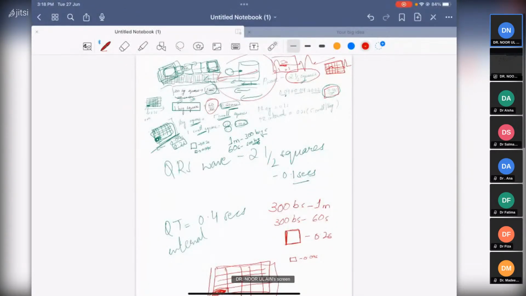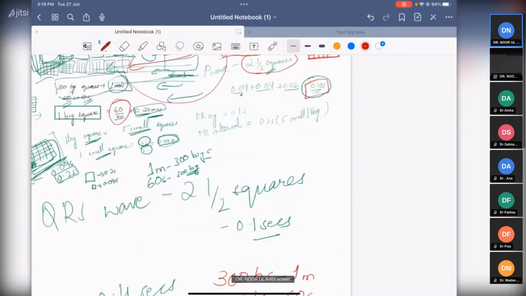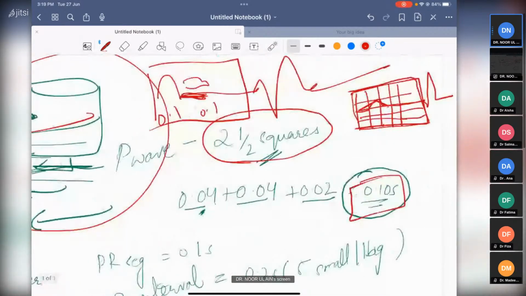Okay. So here when I tell you P, this one, sorry my drawing is disgusting, but when I tell you P, a normal P should be 2.5 small squares. Every small square is 0.04. 2.5 means 0.04 plus 0.04 plus 0.02. So a normal P wave should cover 2.5 small squares or 0.1 second. If somebody asks you how long does atrial depolarization take, literally 0.1 second. Understand?